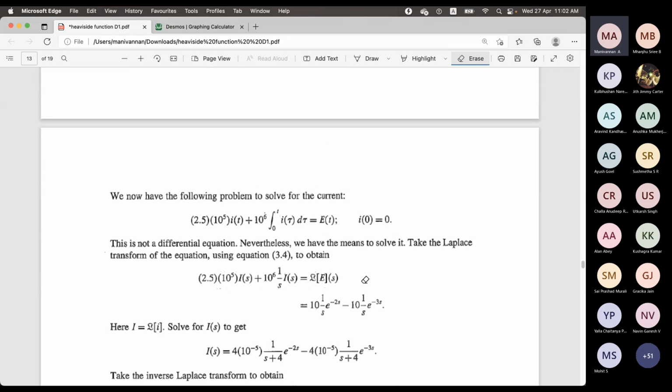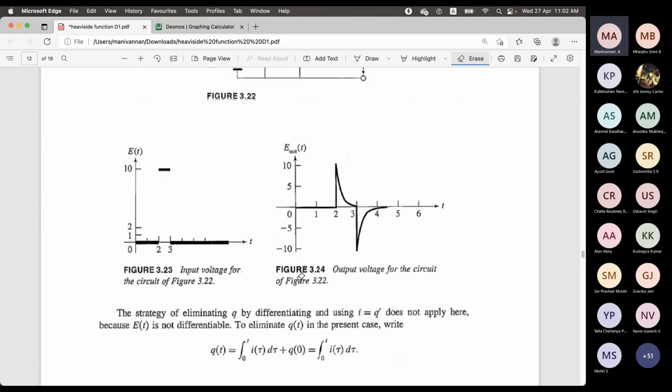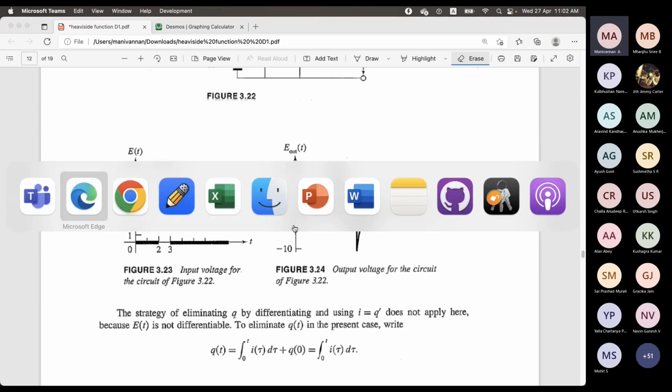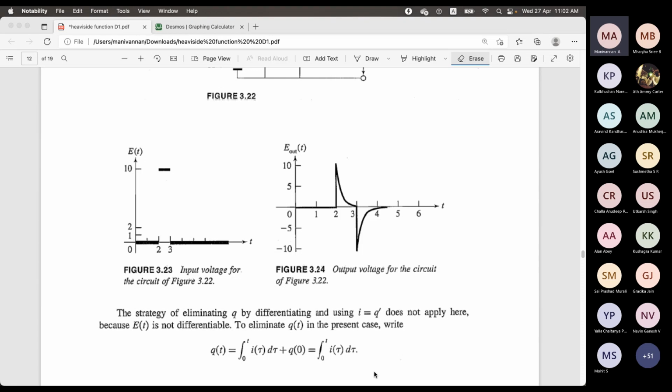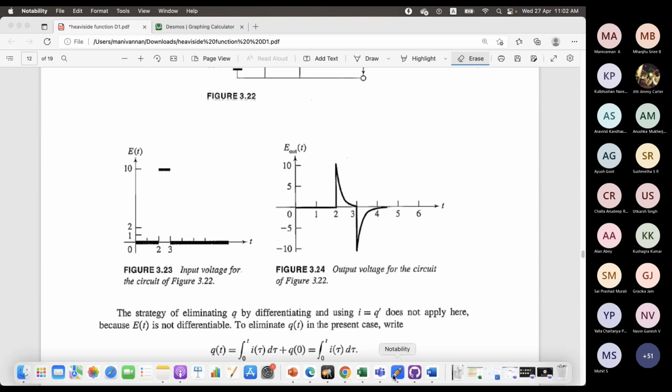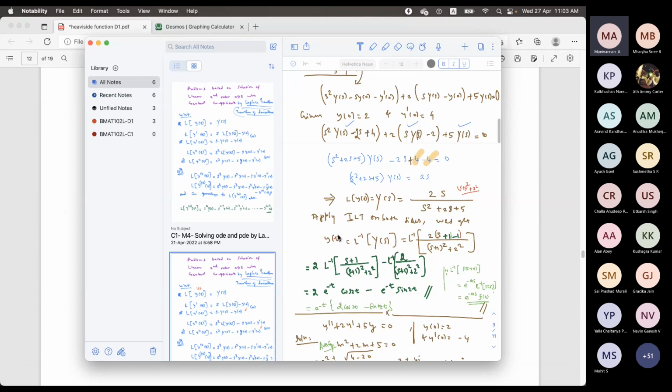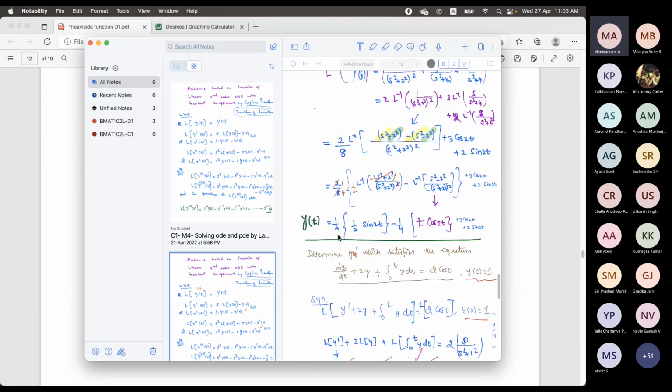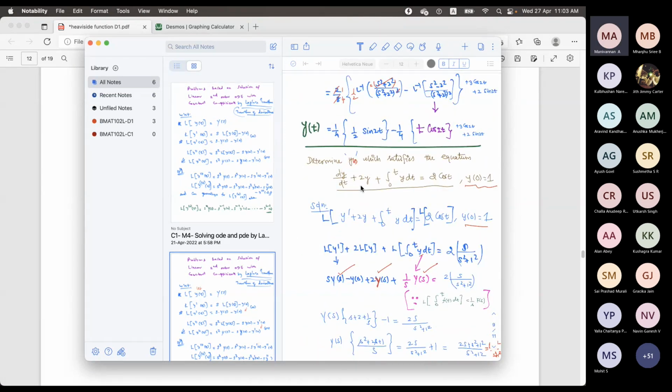See, L of E of s from the previous problem, if you take it, the conditions are e to the power minus 2s by s and e to the power minus 3s by s. Now this relation can be written as an integral equation, and this kind of integral equation we solved in our previous problems also, right? Solving first order differential equations.